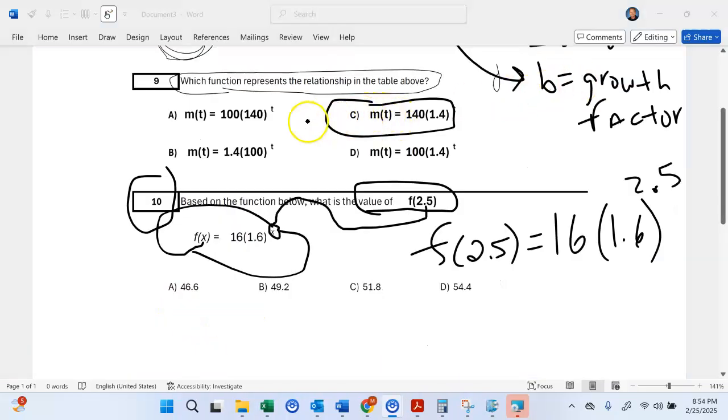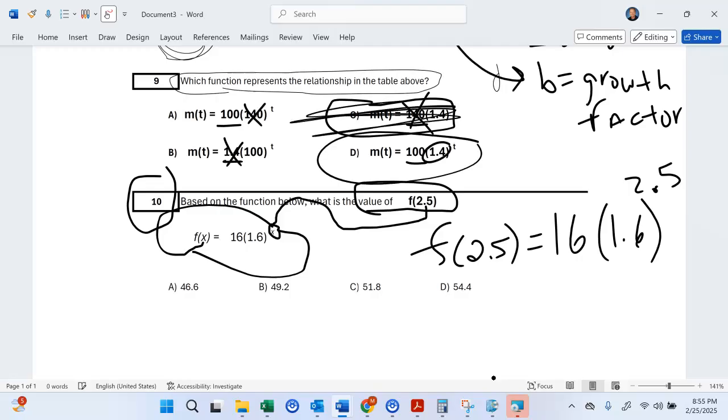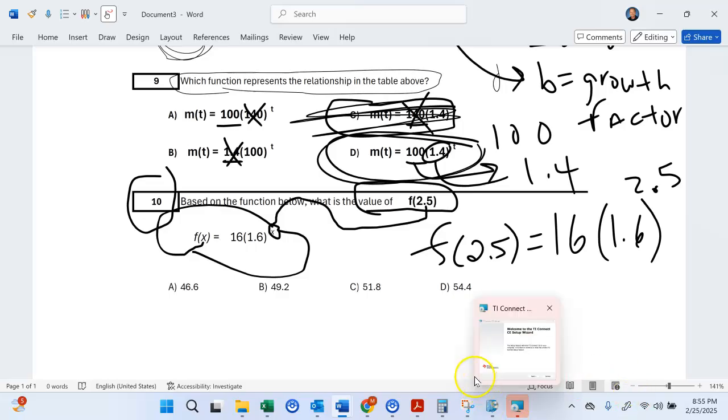Okay, so that means that we're looking for, again, 100 as our starting point, so maybe this one, yes. This one's 140, so not that one. This one's 1.4, no. This one's 100, but we also need a growth factor of 1.4, so that's not that one, but it's that one. Okay, so our correct answer choice here is going to be D, because it has the beginning of 100, and it has the growth factor of 1.4, which is what we got, okay?